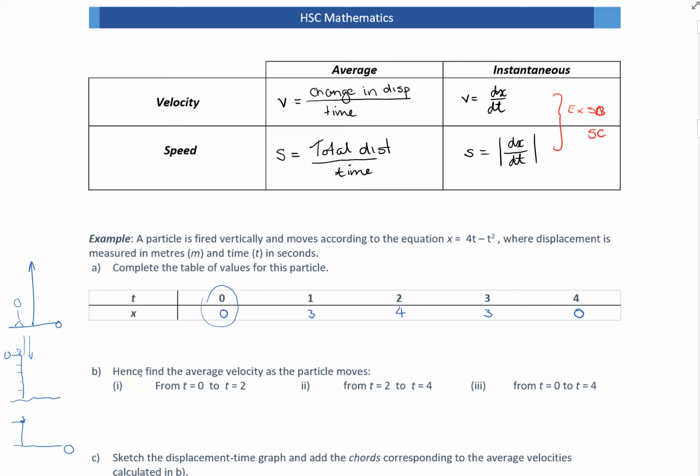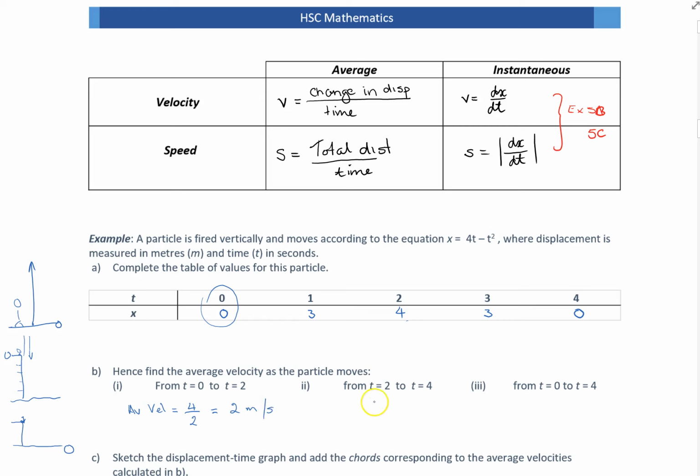Let's look at part B. Hence find the average velocity. What do we know about average velocity? Average velocity is equal to the change in displacement over time. So at t is equal to 0, the displacement's 0. When t was 2, the displacement's 4. So we can see the change is from 0 to 4, which is 4. And the time is 2. So average velocity is 2 meters per second.